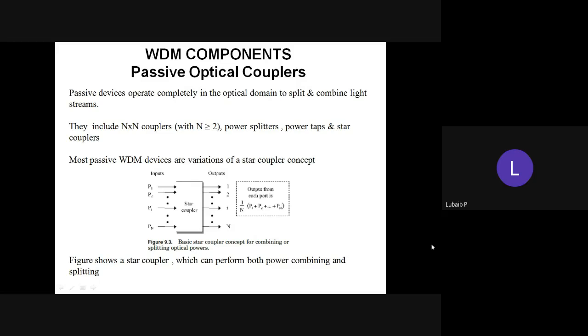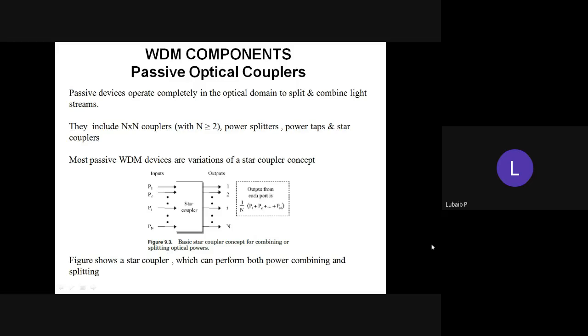These passive devices operate completely in the optical domain to split and combine light streams. In the multiplexing and demultiplexing stage, we can use them. They include N by N couplers, where a 2 by 2 coupler is the basic coupler, as well as power splitters, power taps, star couplers, etc. Most passive WDM devices are variations of the star coupler concept.